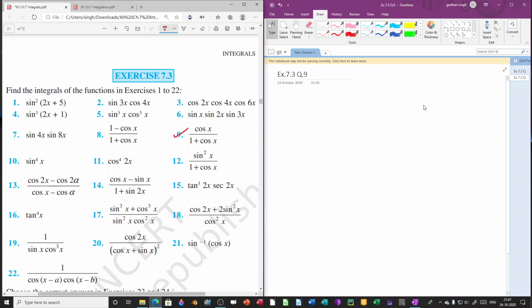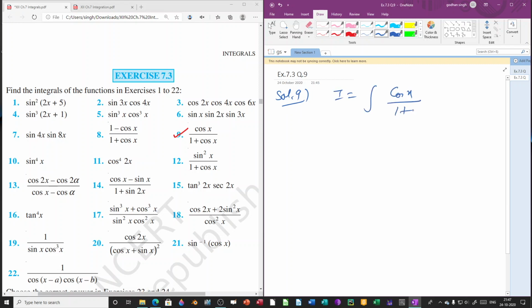Exercise 7.3, question number 9. So solving 9th one, solution 9, I equal to integration of cos x over 1 plus cos x dx. So here we can write I as cos x can be written as cos square x by 2 minus sin square x by 2 and 1 plus cos x can be written as 2 cos square x by 2, and here dx we are having.